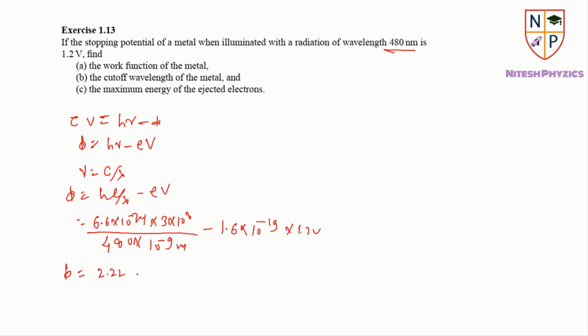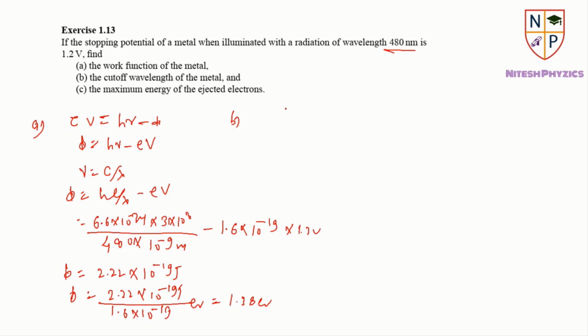So after solving, by converting to joule, we will get the value of phi as 2.22 into 10 to the power minus 19 joule. Phi is equal to 2.22 into 10 to the power minus 19 joule upon 1.6 into 10 to the power minus 19, which after calculating gives 1.38 electron volt. So we successfully calculated the work function of the metal. Right, now the cutoff wavelength.